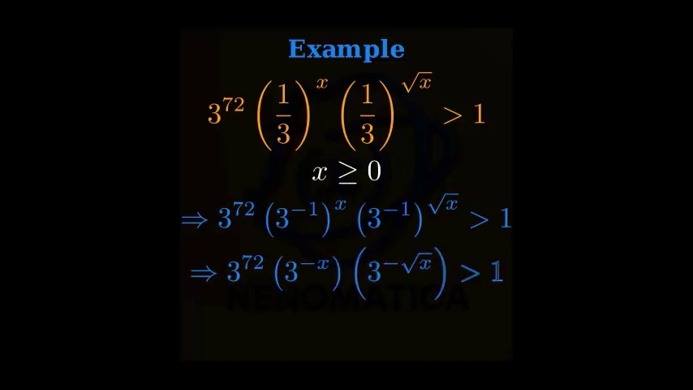Next, we can combine all these exponents using the property that when we multiply powers with the same base, we add the exponents. So we get 3 to the power of 72 minus x minus square root of x is greater than 1. Since we have an inequality with a base greater than 1, we can compare the exponents directly. First, let's rewrite 1 as 3 to the power of 0. Since 3 is greater than 1, the inequality 3 to the power of 72 minus x minus square root of x is greater than 3 to the power of 0 will be true when the exponent is greater than 0. This gives us 72 minus x minus square root of x is greater than 0.